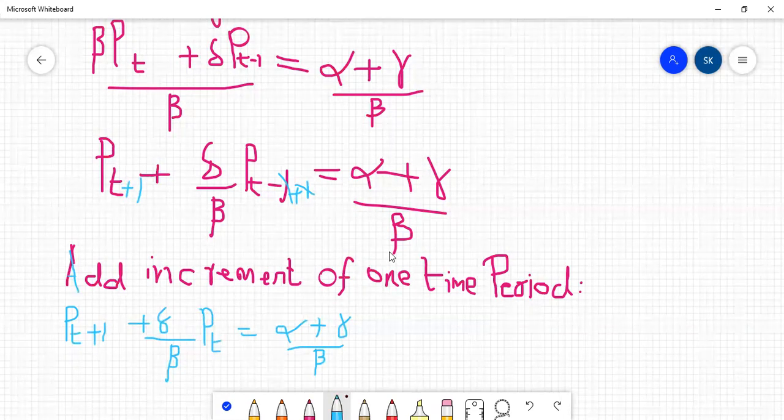Now we will solve this equation and further find the general solution and definite solution for this particular equation. So pt plus 1 plus sigma upon beta into pt is equal to alpha plus gamma upon beta.